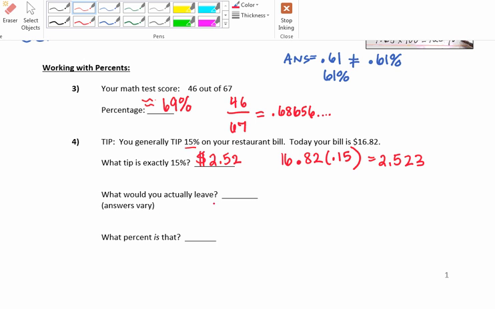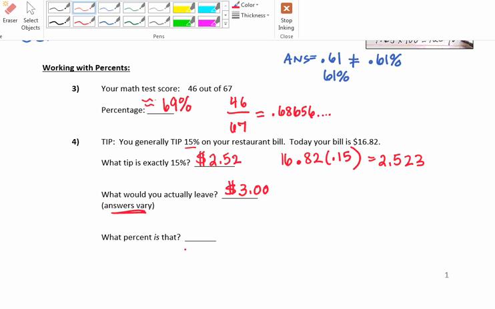Now, what would you actually leave? And this is an opinion question. Me personally, I probably wouldn't add $2.52. I'd probably put $3 on there. Maybe you'd put $2.50 instead of $2.52. Someone in one class often says, well, I would put $5 because I never tip less than $5 no matter what the bill is. I know other people who try to add up the pennies so that it always gives you an even zero at the end. So maybe you tip $3.18 here so that you could get zeros for your checkbook.